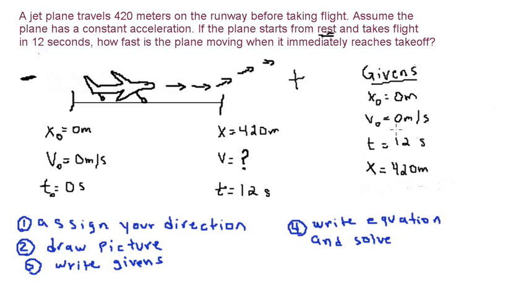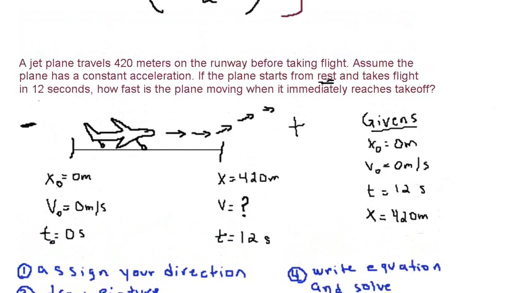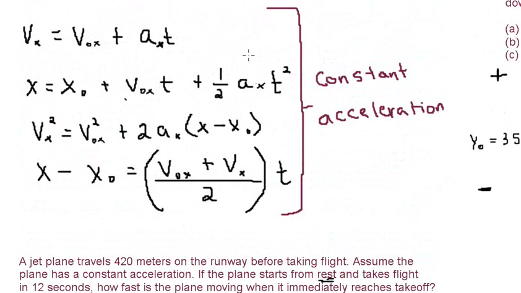Now that we have the givens written down, the fourth step is to go back to the kinematic equations and, based on the givens, look for the kinematic equation that has the missing variable. If you look at the kinematic equations, we cannot use the first one because we have two unknowns in it. We do not know the acceleration of the plane, and we do not know the final velocity of the plane.